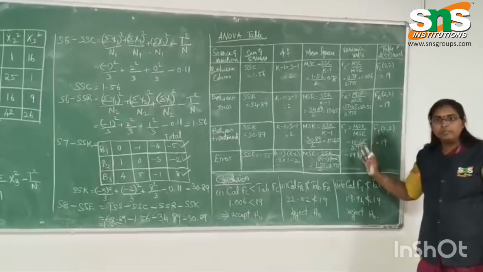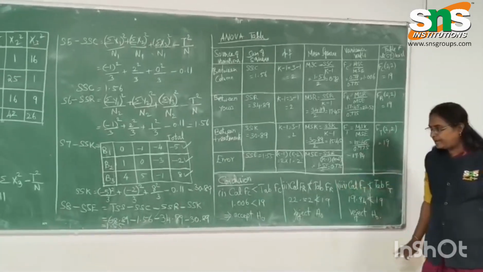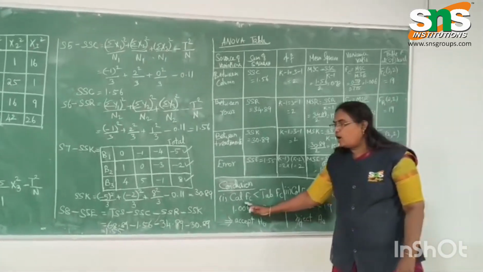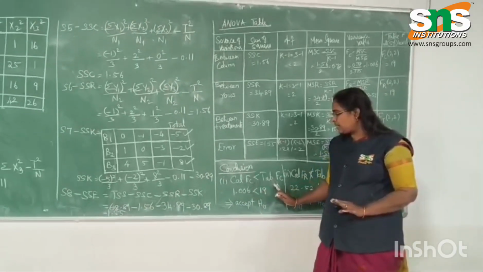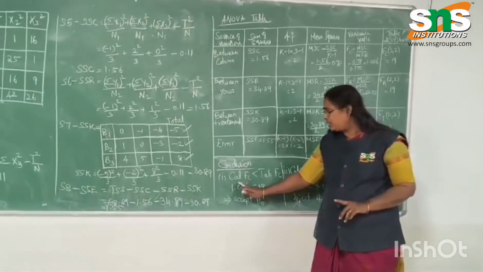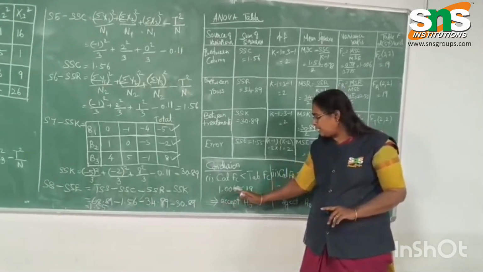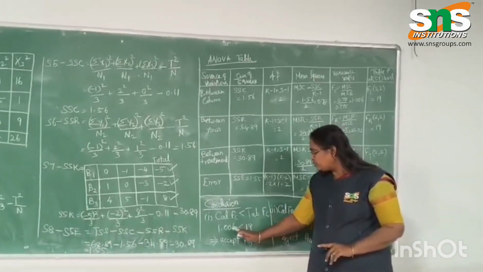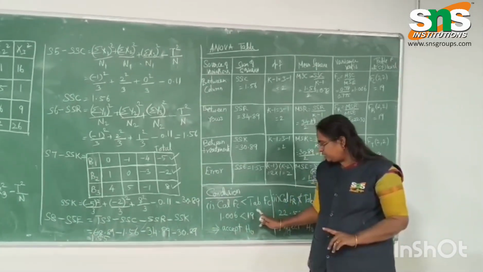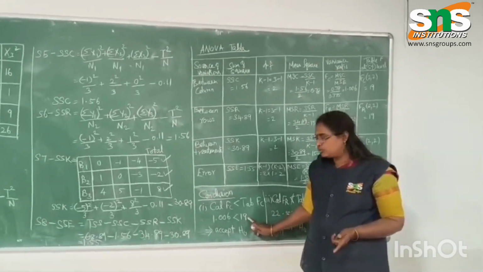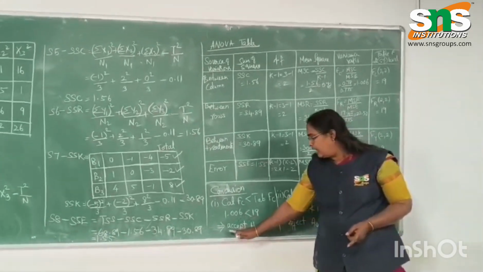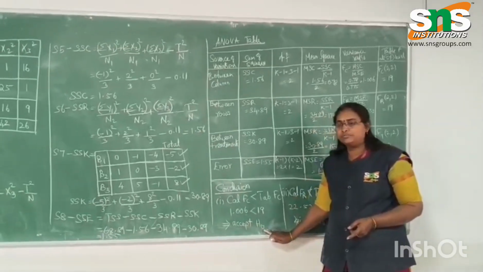Based on this value we can go for the conclusion. For the conclusion, we always want to check that the calculated F is less than the tabulated F. So here, for the column, the calculated value and tabulated value, I am writing both here. If we check these two, the tabulated value is the greater value. So the condition is satisfied. We can accept the H0.